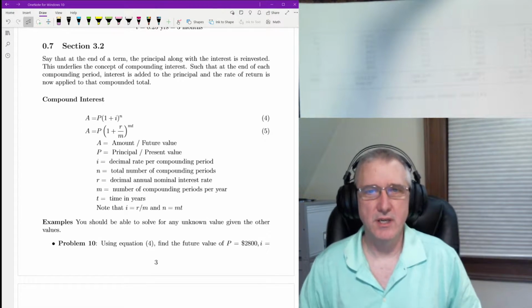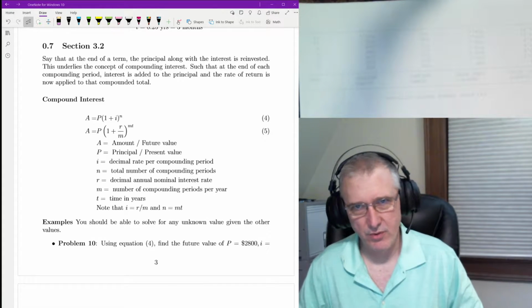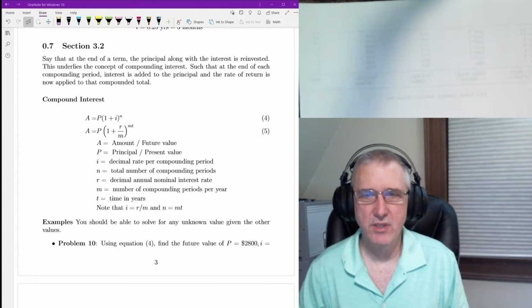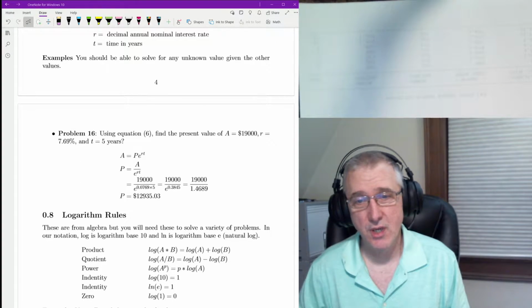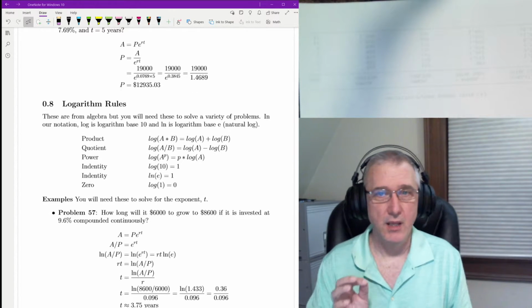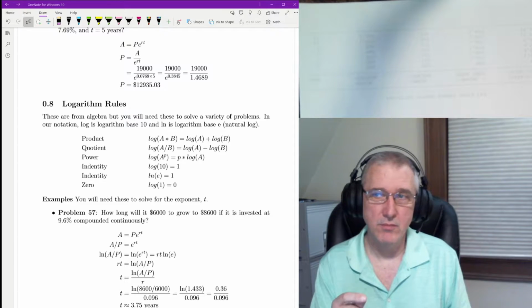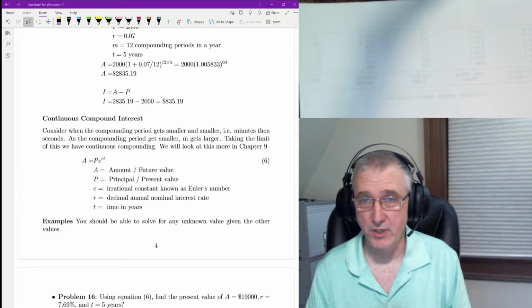Today we're covering section 3.2. This is lecture number 2. I'm going to cover section 3.2: compound interest, continuous compound interest, and logarithm rules. I'm going to cover that in this lecture, and then we're going to do a couple of the example problems. And then I'm going to come back and do annual percentage yield, which is also 3.2.